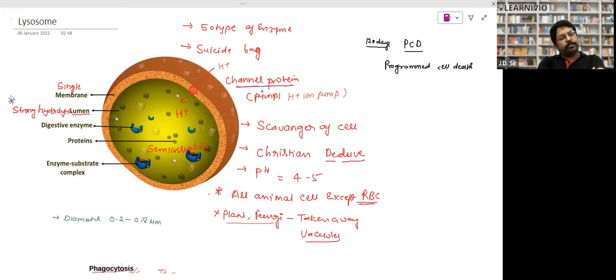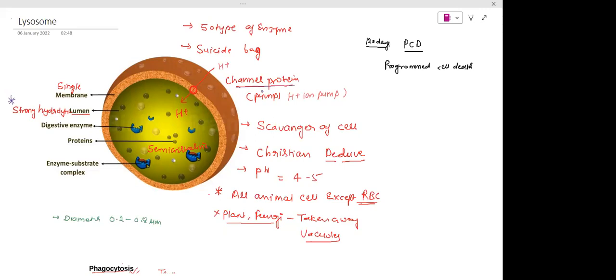Who discovered it? You have to remember. What type of enzymes are found inside it? You have to remember, right? Where they are found or where they are not found, that also you have to remember. Tell me, guys, is it clear or not? Yes, sir. Fine.